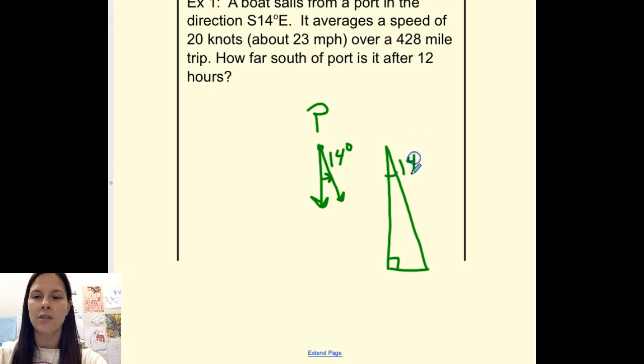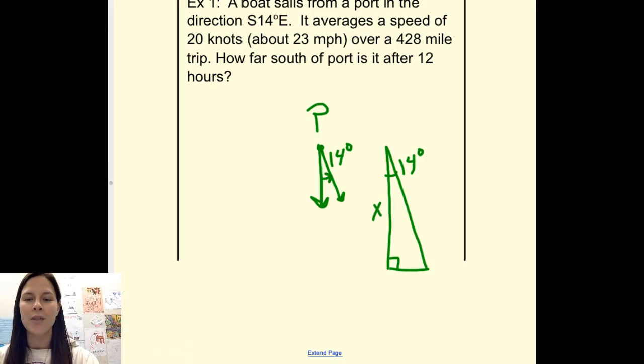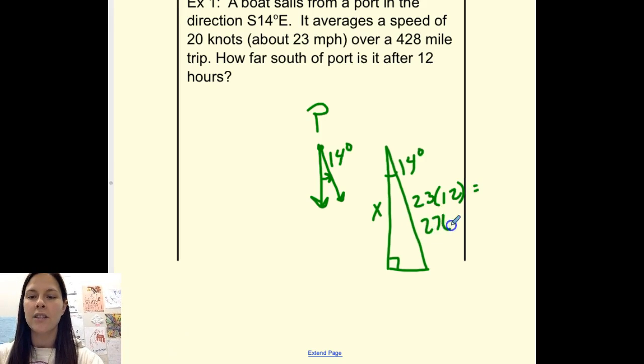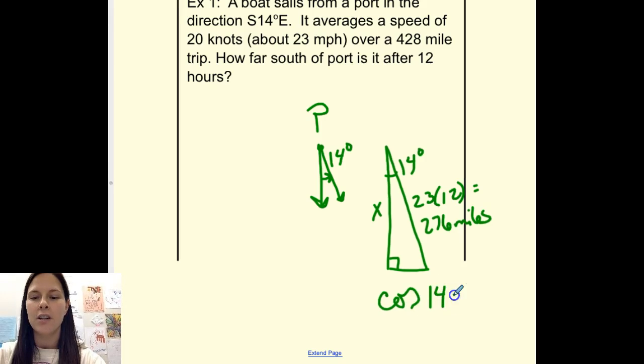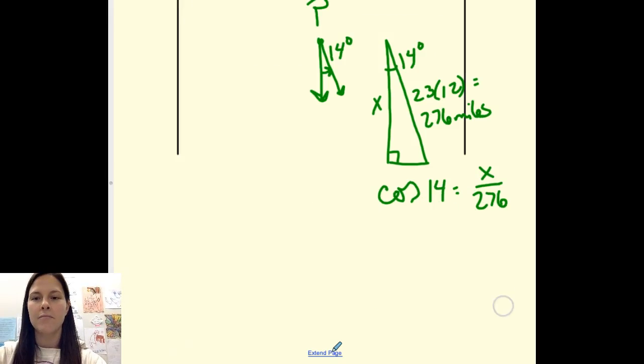Here's our 14-degree angle. The question is, how far south of port is it? Directly south? If it had been heading directly south, how far away from the port would it be? We can find the hypotenuse of this triangle by multiplying the speed times the time. And so far it is 276 miles into its trip. We have adjacent and hypotenuse, so we'll set up our cosine function. Cosine of 14 degrees equals adjacent over hypotenuse, multiplying both sides by 276.